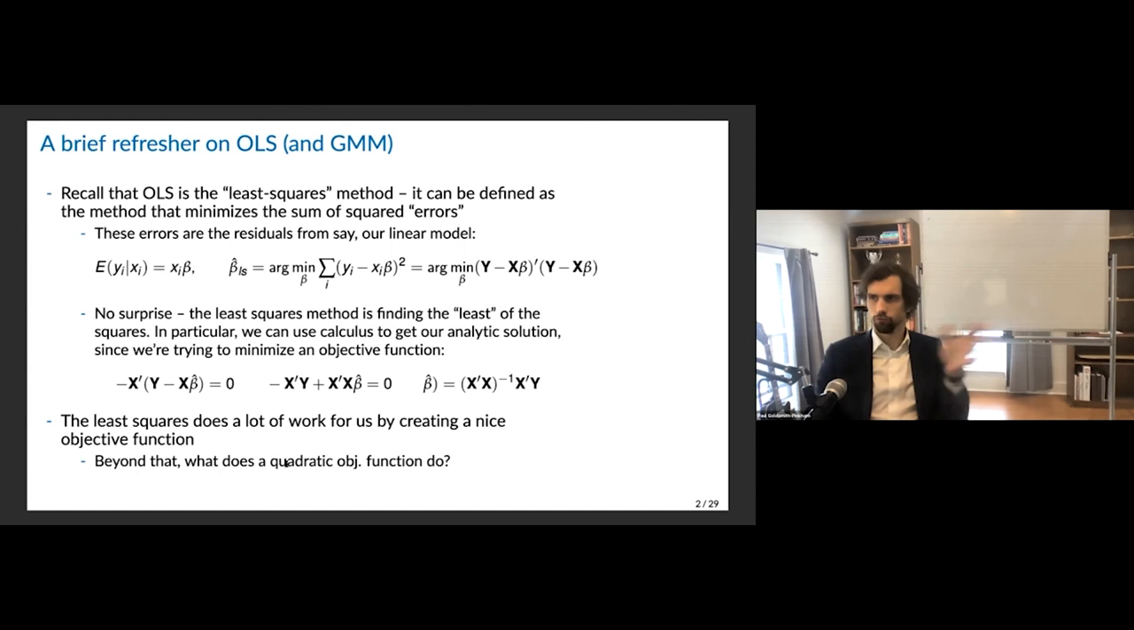We distribute and we add, and then we multiply by the matrix inverse. This shouldn't be that parentheses there, but then you get this very nice analytic form. So least squares does a lot of work for us by creating a nice objective function, but also because the model is linear. The fact that we're linear in our parameter makes it easy. If this had been some nonlinear conditional expectation, then we wouldn't have been able to solve for it directly, and we would have had to use a numeric method.